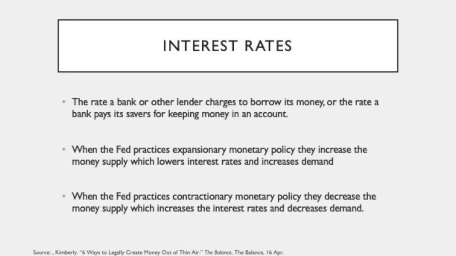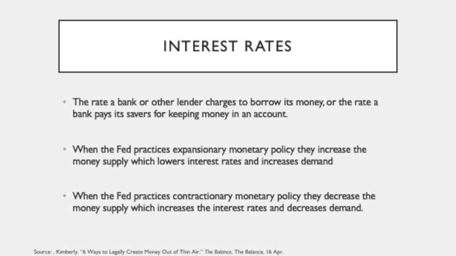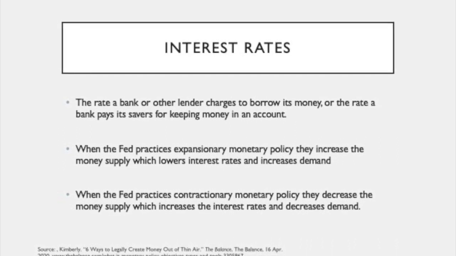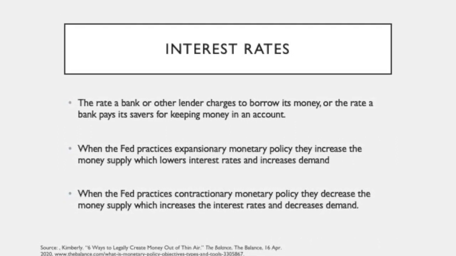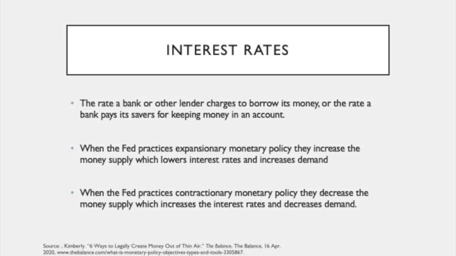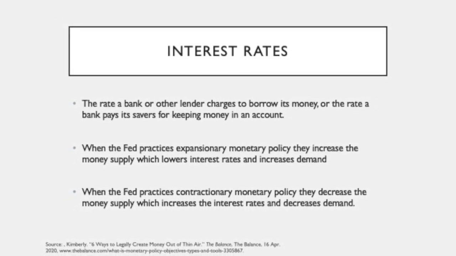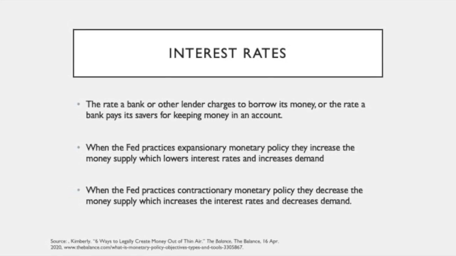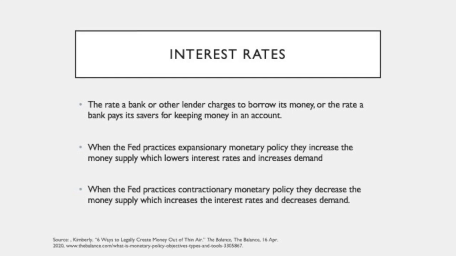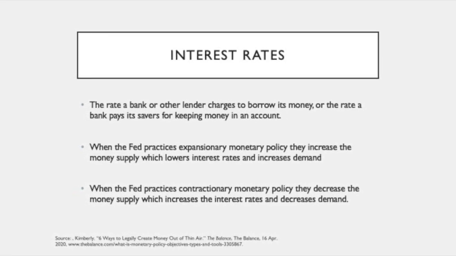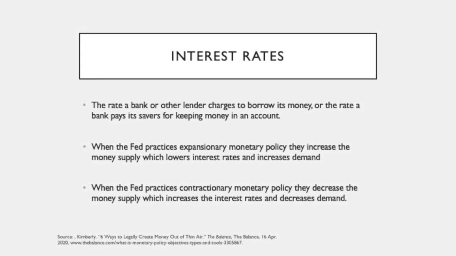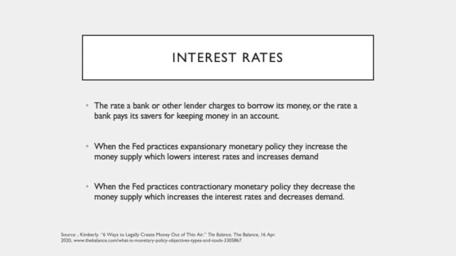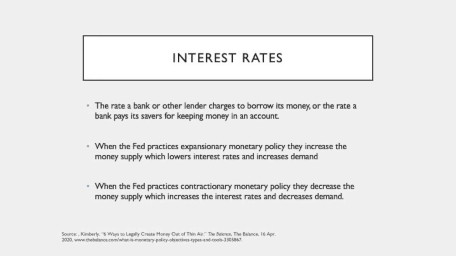So the main thing I'm focusing on with this policy exploration is the effect of interest rates on consumption and saving. Interest rates are pretty much the rate a bank or other lender charges to borrow its money, or the rate a bank pays its savers to keep money in an account. That would be if there was a negative interest rate. When the Fed practices expansionary monetary policy, they increase the money supply, which lowers interest rates and increases demand. And when the Fed practices contractionary monetary policy, they decrease the money supply, which normally increases the interest rates and decreases demand.